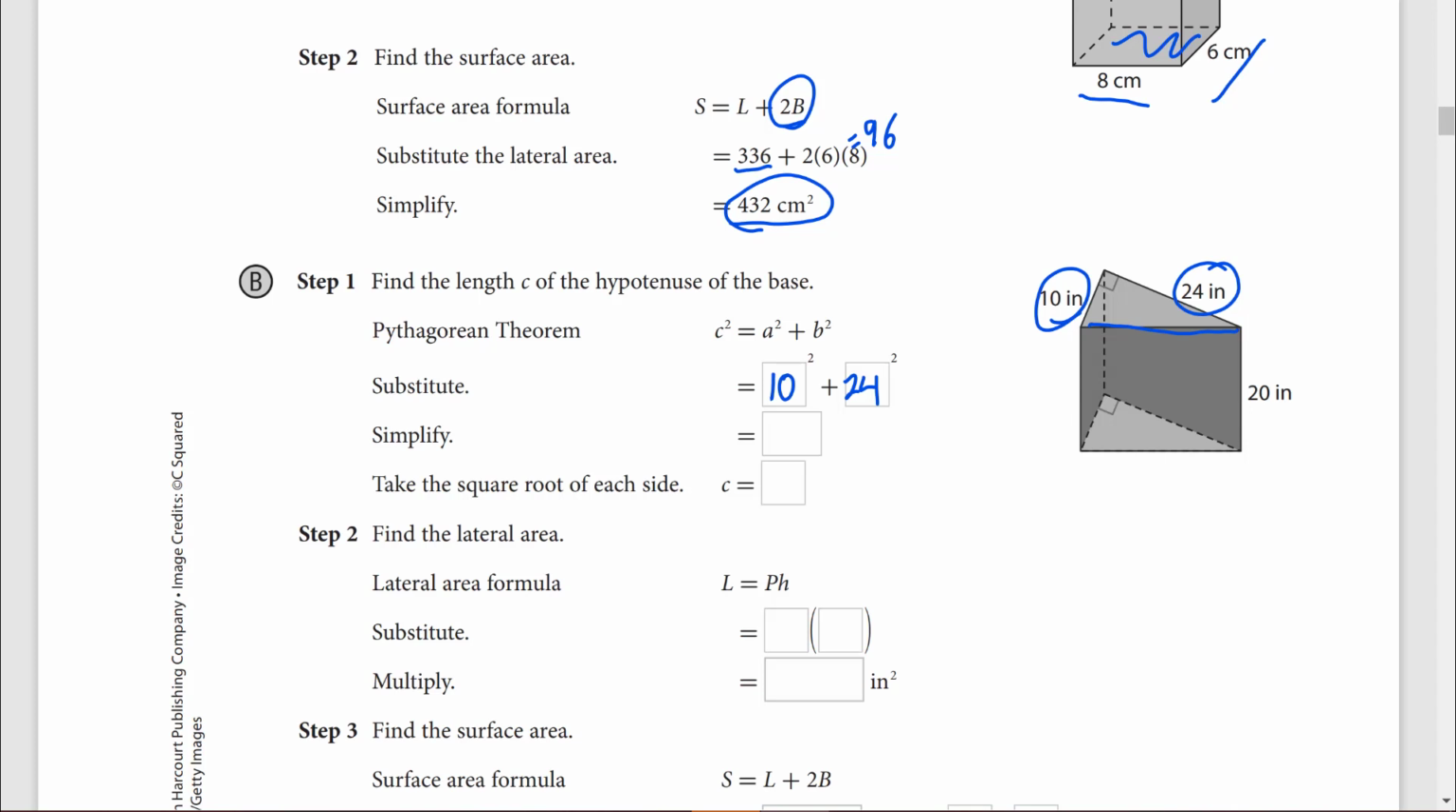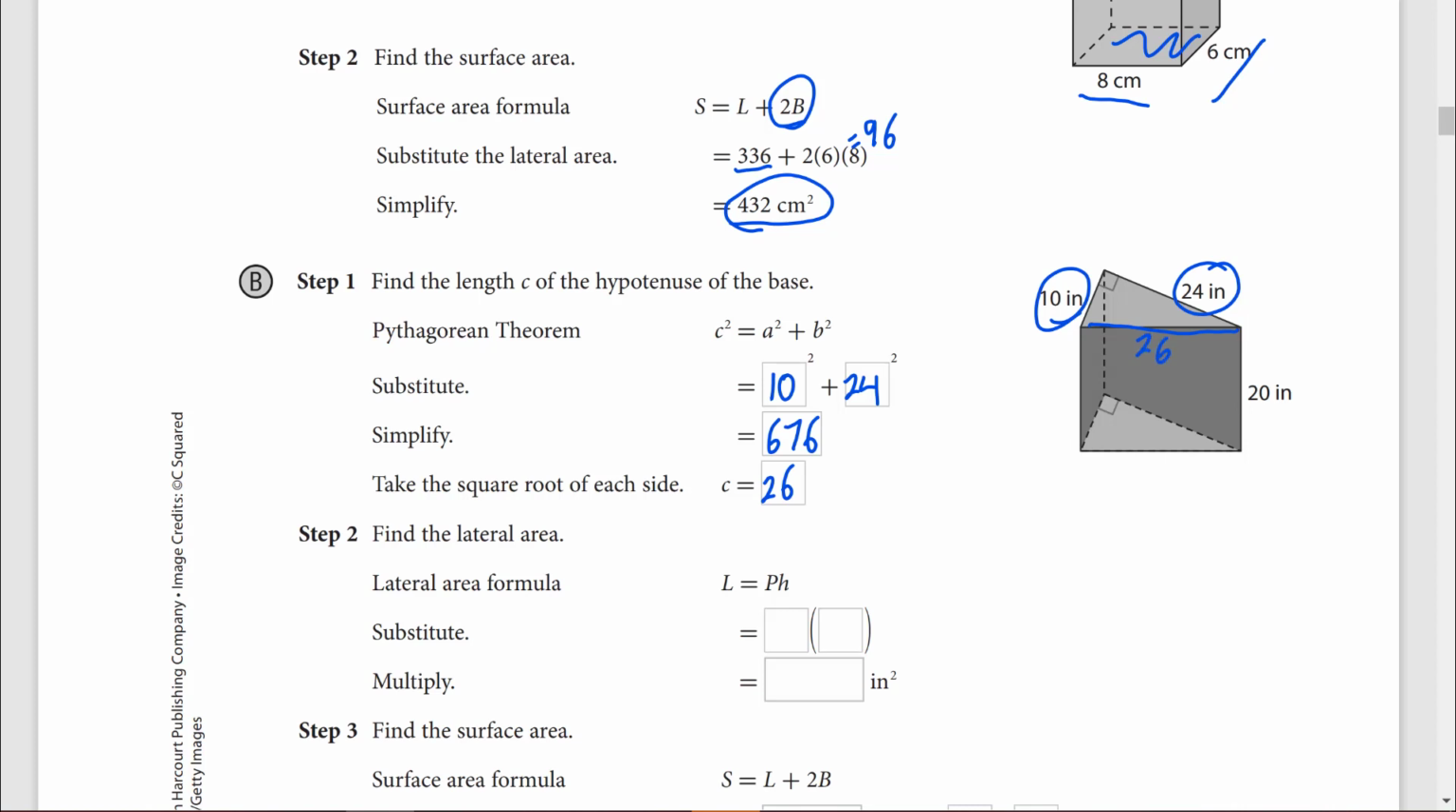Okay, I'm back and prepared now. 10 squared plus 24 squared is 676. And when I take the square root of that number, I get 26. So my third side is 26 inches.